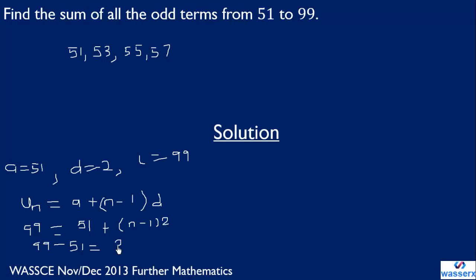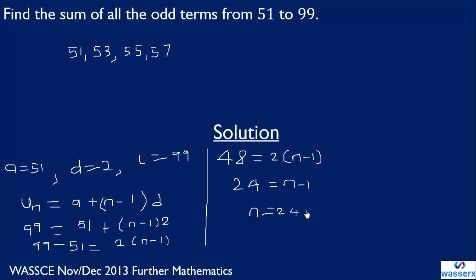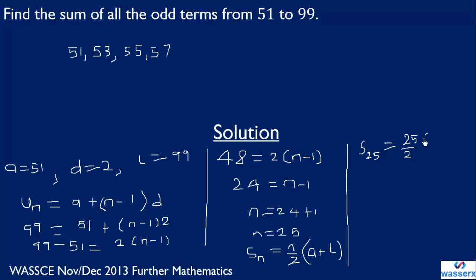So 99 minus 51 will now be equal to 2 times n minus 1. So we have 48 is equal to 2 times n minus 1. This implies that 24 equal n minus 1. So n equal 24 plus 1, which is 25. So we have 25 terms. So the sum of the first n terms is given by n over 2 into a plus l, since we know the last term. So we substitute n equal 25 and the a and the l. So s of 25 will now be equal to 25 over 2 into a, which is 51, plus l, which is 99. So the sum of the first 25 terms will be 25 over 2 times 150, and this will give us 25 times 75, and this will give us 1875.